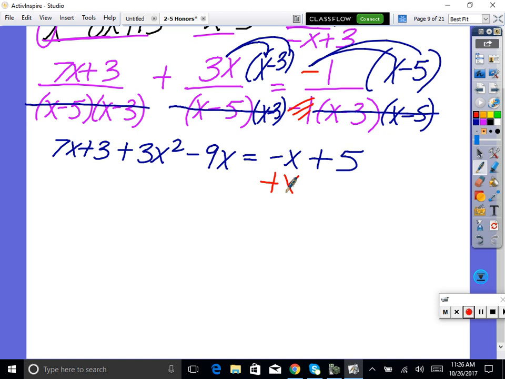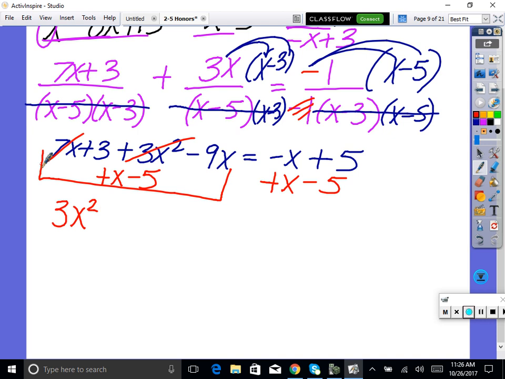So I'm going to add x minus 5. Now on this side of the equation, let's combine all like terms, putting it in standard form. 3x squared, 7x plus x, isn't that 8x? Minus 9x, and then plus 3 minus 5. And that equals 0. Now you'd solve by factoring. All of yours, I'm going to be straight up honest with you, will factor.